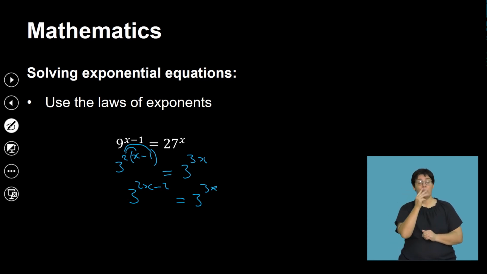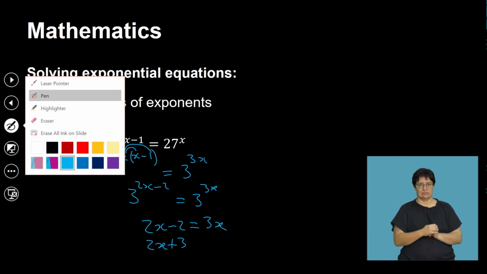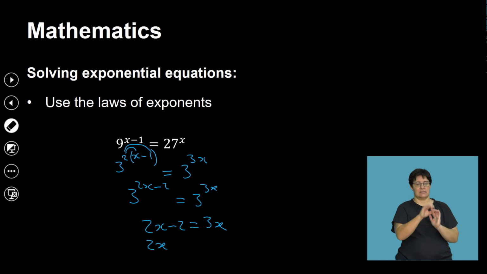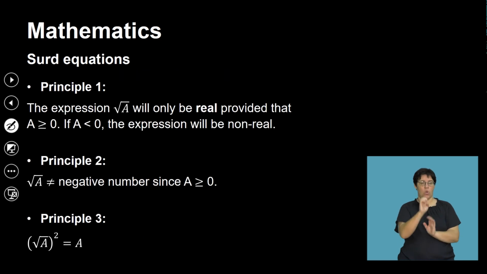Remember my previous law that I just spoke about now? If my bases are the same, then my exponents definitely need to be equal. So this will be 2x minus 2 equal to 3x, and this will be 2x plus 3 minus 3x, that is. So this will be minus the 3x because I am adding the additive inverse on both sides. And this will be equal to a positive 2, so it's minus x equal to 2. Therefore, my x equals negative 2, because remember, x must always be positive. So you also need to be able to apply some laws of exponents there.